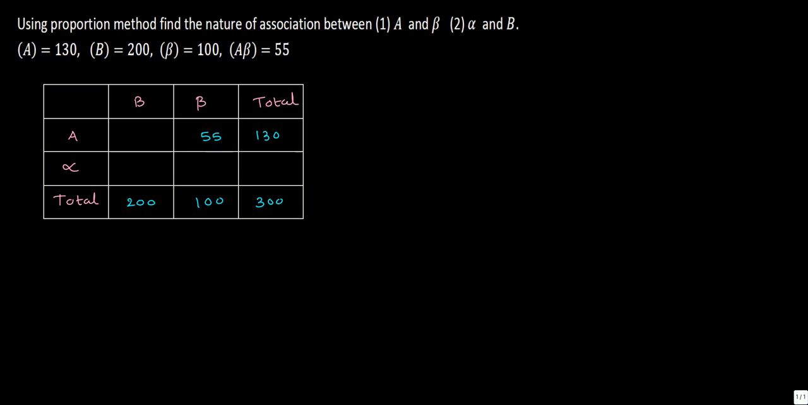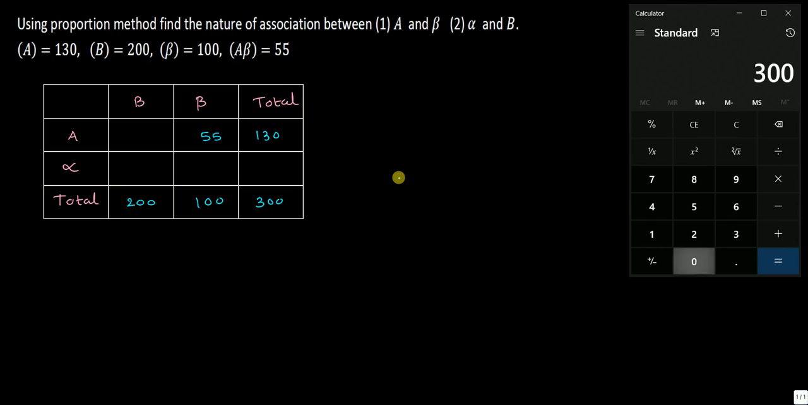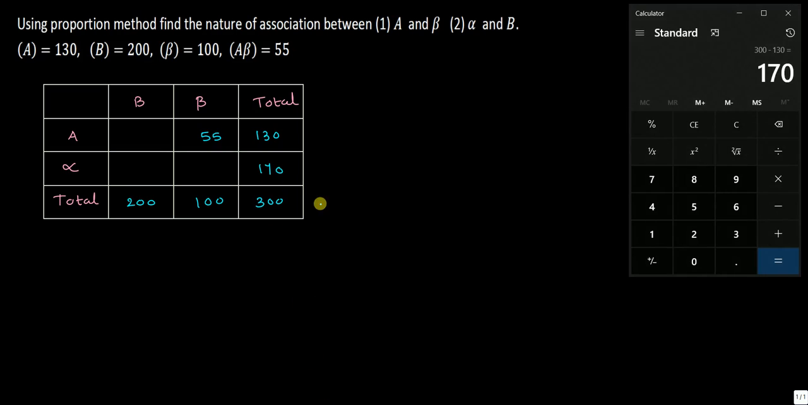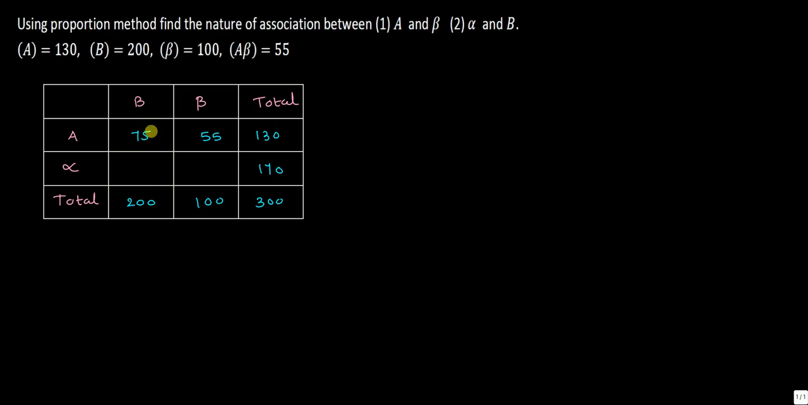Now find out the remaining cells. 300 minus 130 is 170. Similarly, 130 minus 55 is 75. 200 minus 75 is 125. And 100 minus 55 is equal to 45. And 45 plus 125 is equal to 170.